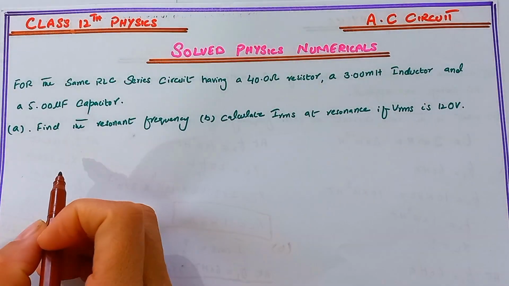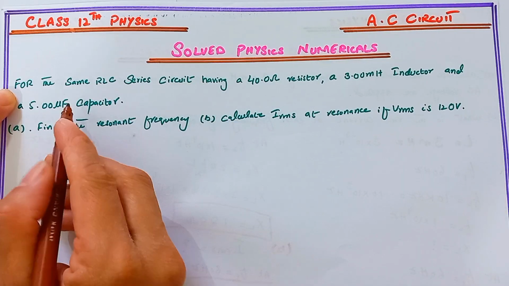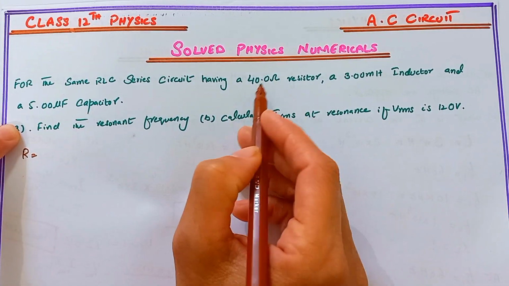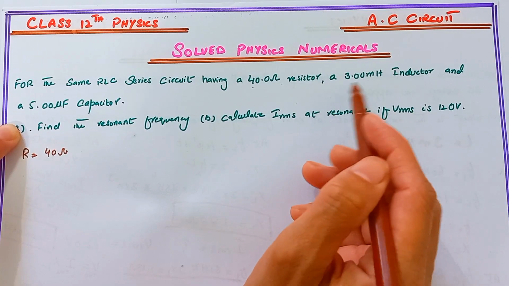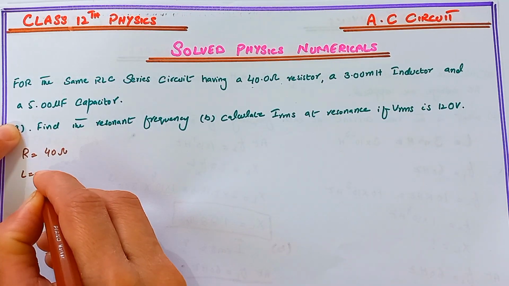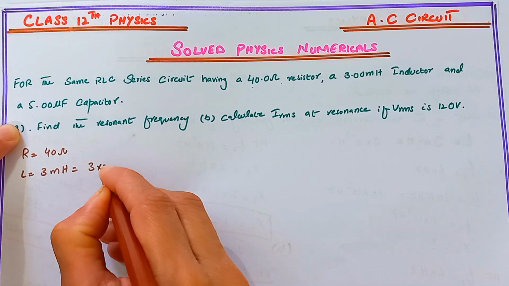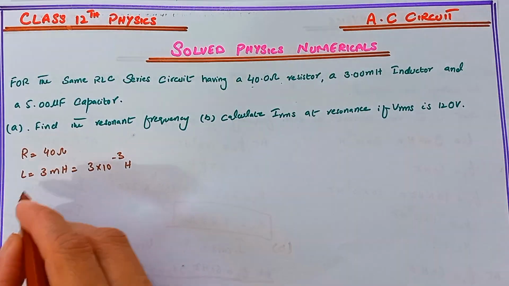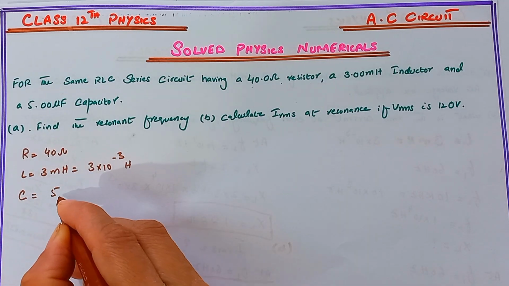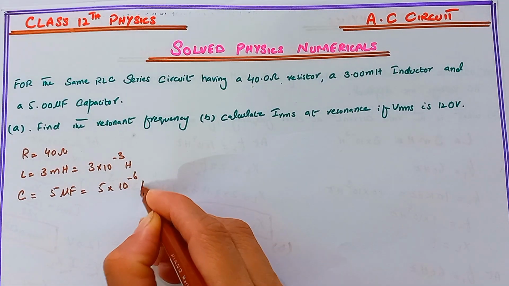So here we find the first part. First we write the given data. The resistor R is given, that is equal to 40 ohm. Inductance is given, denoted by L, 3 millihenry, that is 3 into 10 to the power minus 3 henry. And the capacitor value C is given as 5 microfarad. Micro, we know, is equal to 10 to the power minus 6 farad.